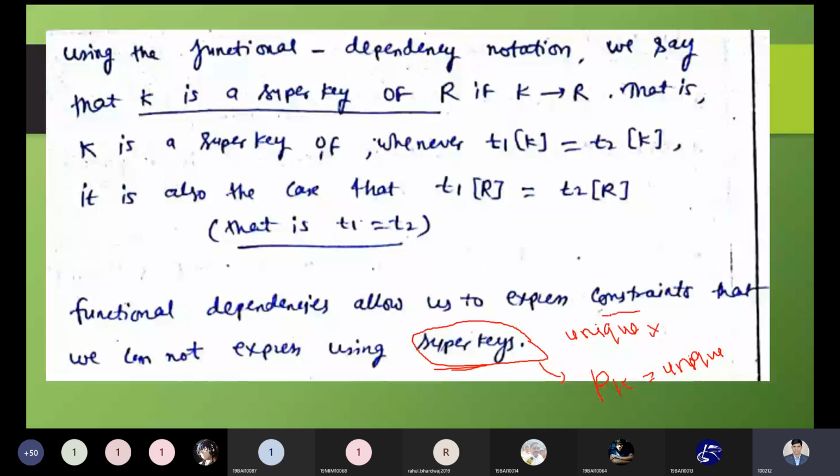The functional dependency needs the constant. Here we are talking about the functional dependency without the constant. So this is a point.